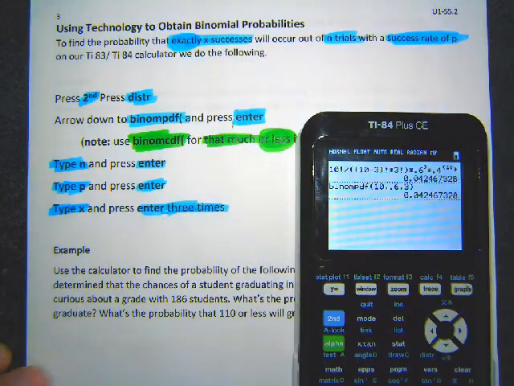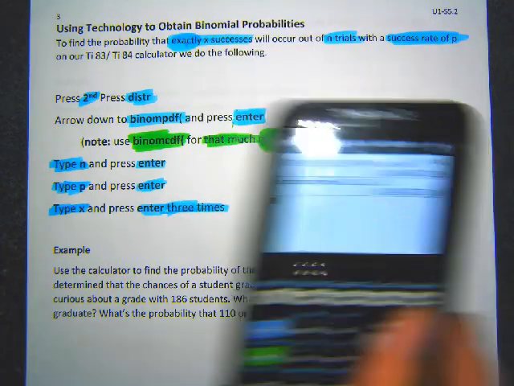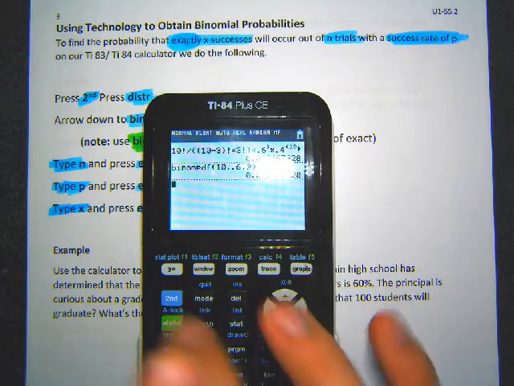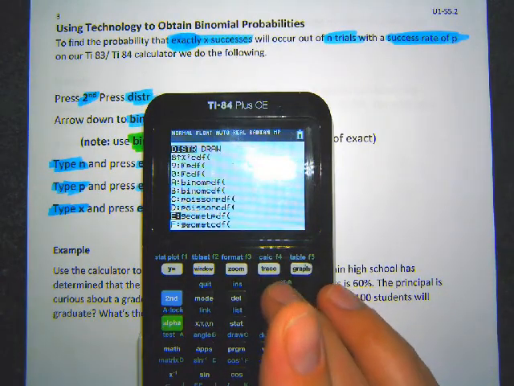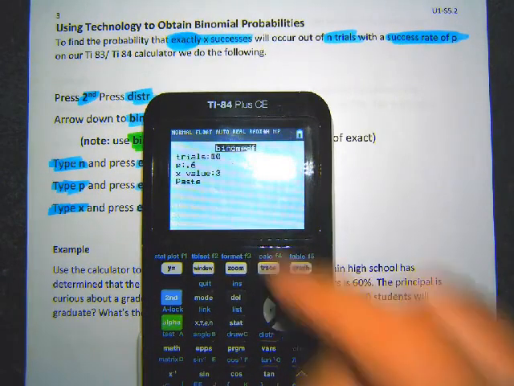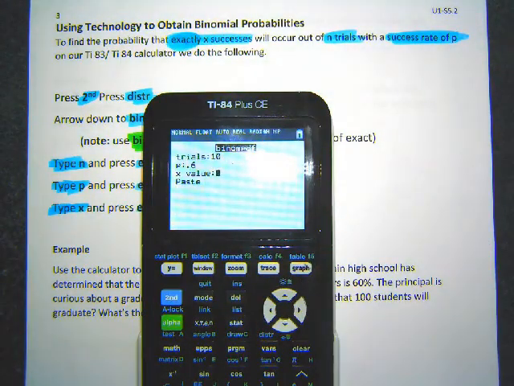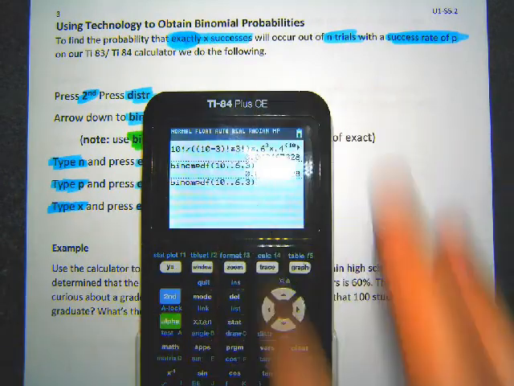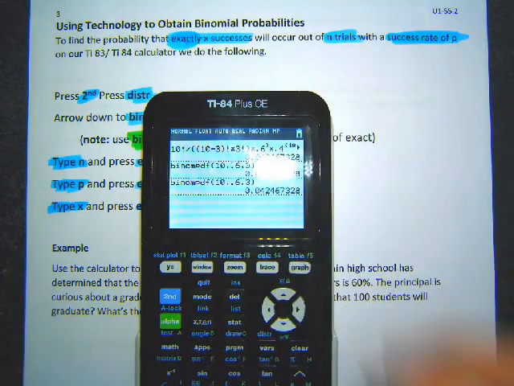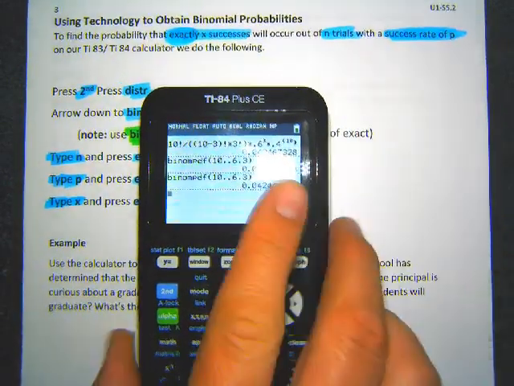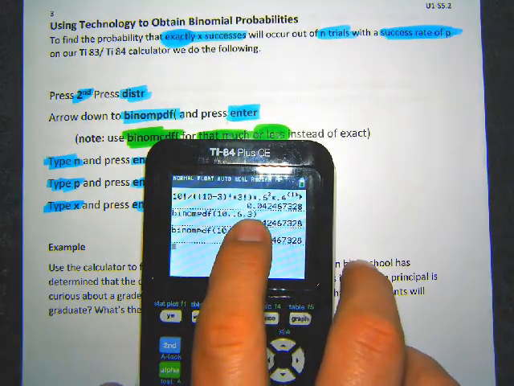So there it is. Now, my calculator is a little fancy. So you saw how it did that when we did the second distribution and did the binomial PDF. It gave you the places to put those in, the trials, the P, the X values. I did all those, and then I hit enter, and then it typed it out, and then I hit enter and got the result. And it's the same 0.0424. It's the same result we got before.